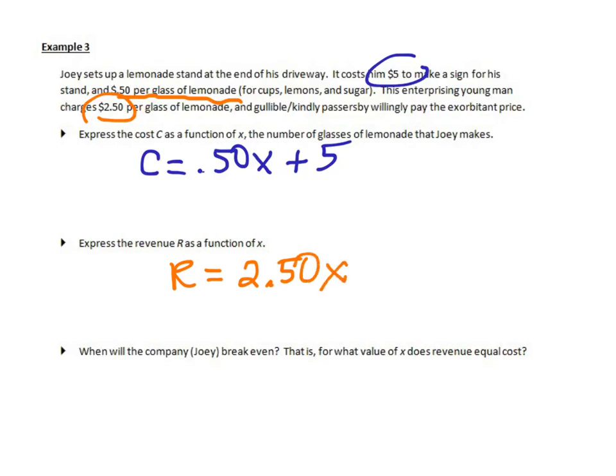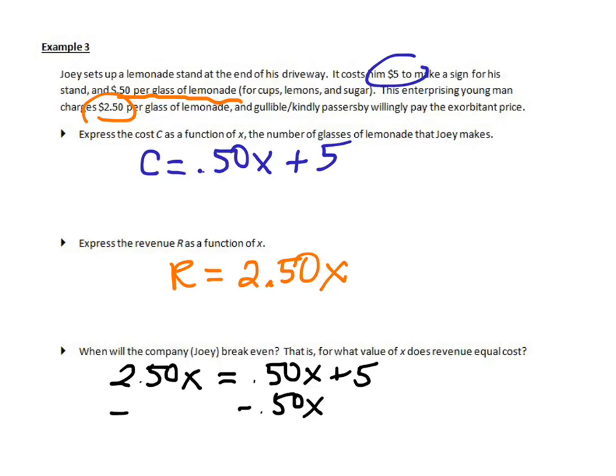Okay, and then when will he, the company, Joey, break even? When does revenue equal cost? So we'll set these two values equal to each other and solve for X. All right, so here's revenue, 2.5X, equal to cost, 0.50X plus 5. Okay, subtract 0.50X from both sides, and we have 2X equals 5. And then dividing both sides by 2, we have X equals 2.5.